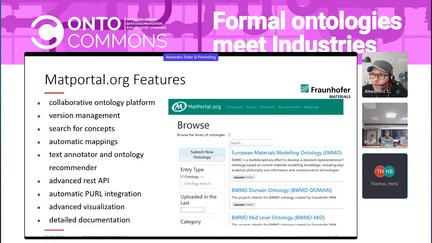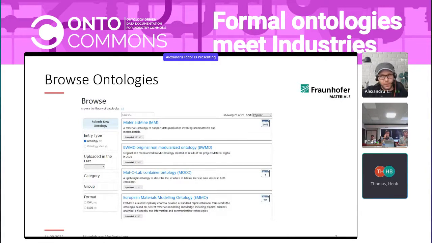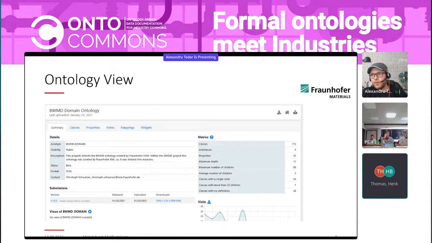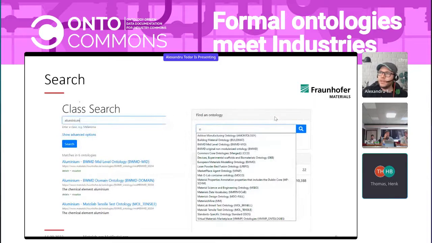It offers a collaborative ontology development platform and version management. You can search for ontologies. You can have automatic mappings between them. It has a text annotator, advanced REST API, persistent URLs, visualization, and detailed documentation. You can see some screenshots here from the software. You can also go on the portal directly, mapportal.org, and see the different ontologies we have there, or submit some, which would actually help us very much.